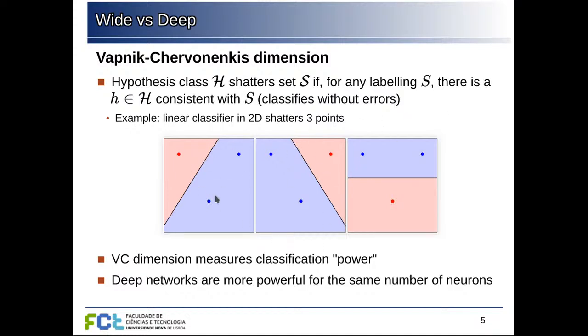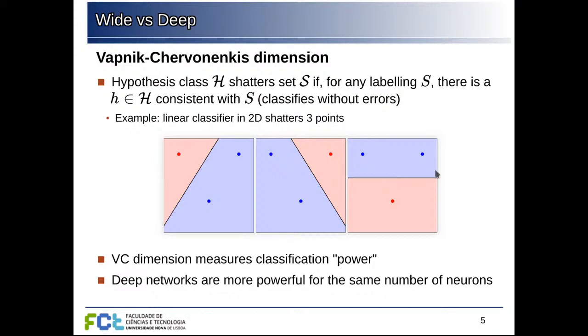So for example, for a linear classifier in 2 dimensions, we can put 3 points in a way that regardless of how we label them, whether we put this one red, the others blue, or any other combination, or the 2 trivial cases, all red and all blue, we can classify them. With 3 points we can do this, and so we have a Vapnik-Chervonenkis dimension of 3 for a linear classifier in 2 dimensions. If we have 4 points, then we saw with the exclusive OR problem that we cannot solve it with a linear classifier.